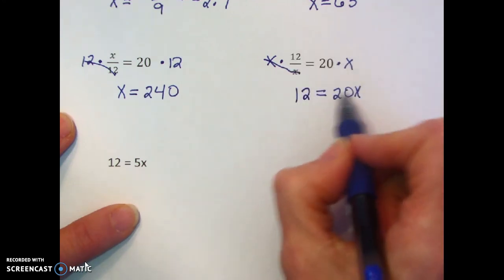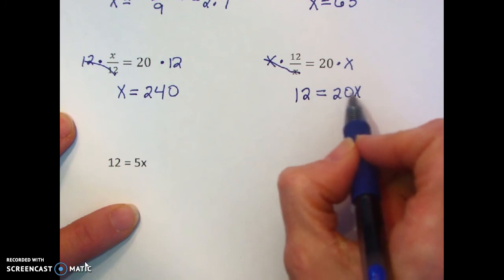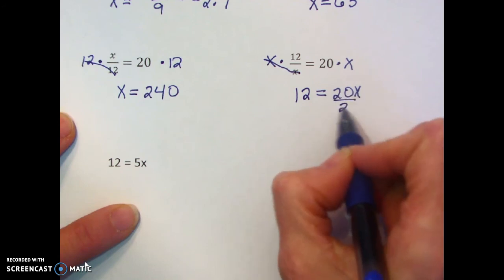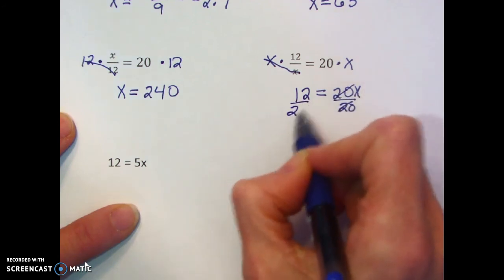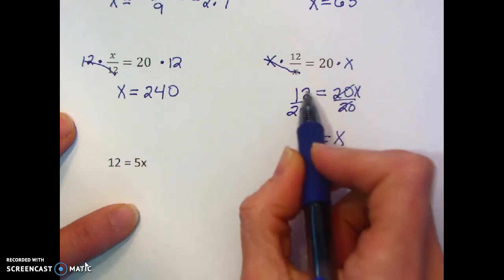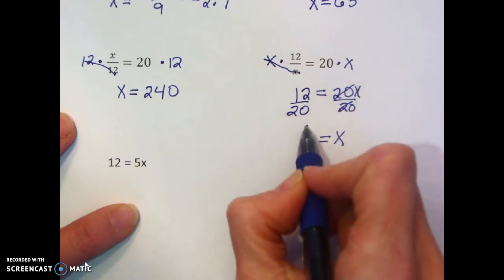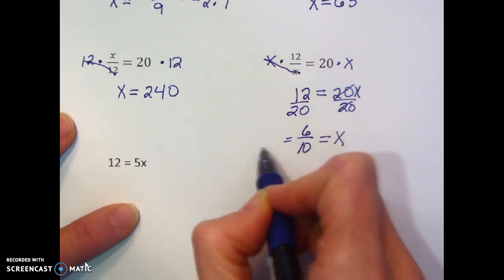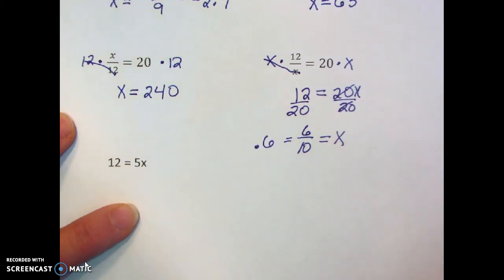Now, the 20 is with the x. We need to get rid of the 20. So we will divide by 20 on both sides. And there's what x equals. 12 over 20, which reduces to 6 over 10, as a decimal, 0.6.